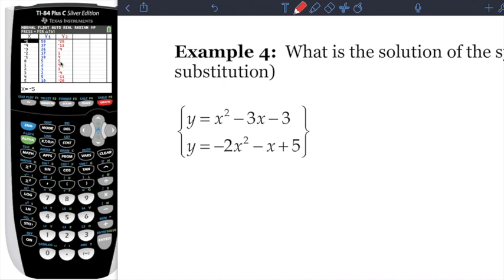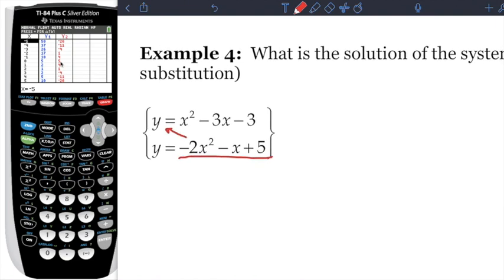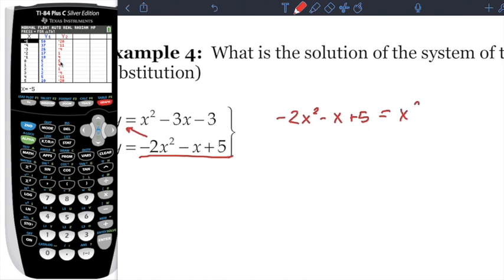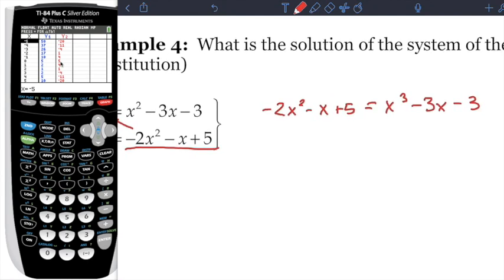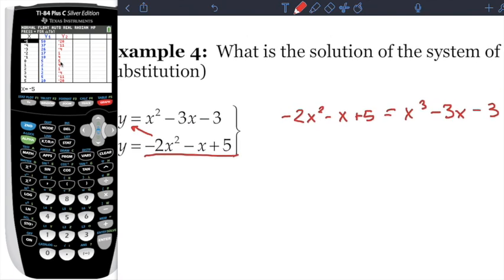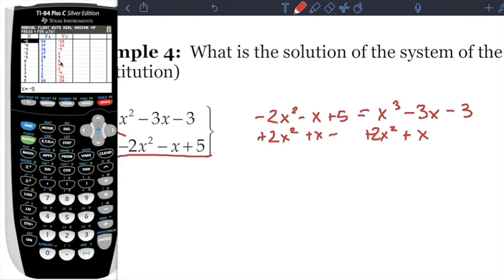So what is the solution to this set of equations right here? Notice they're both equal to y, so we can just plug right in right away. I guess we don't do too many examples where they're not already equal to y. So we'll do that, plus 5, and then equals x cubed minus 3x minus 3. And then we will get all of our x's to the same side here. We'll add 2x squared. We'll add x. And then we'll minus 5.